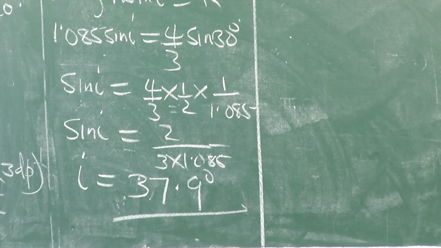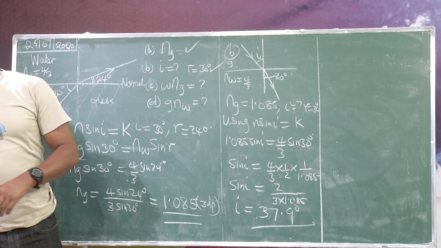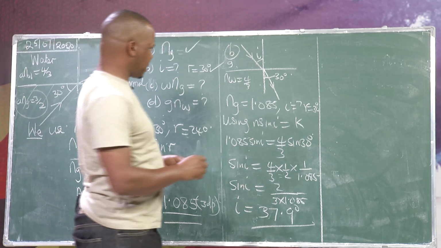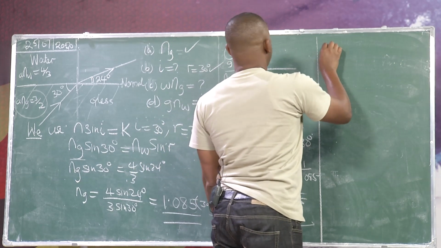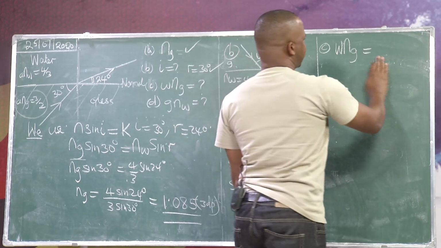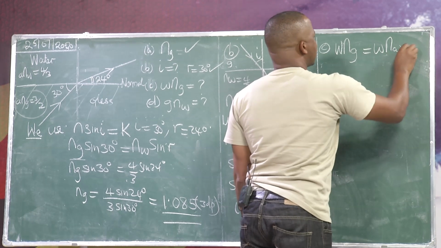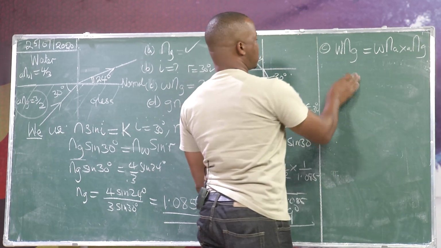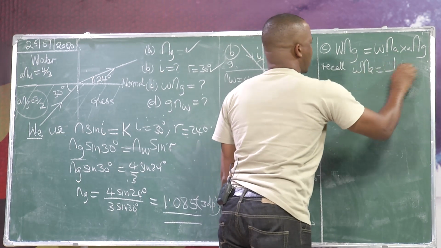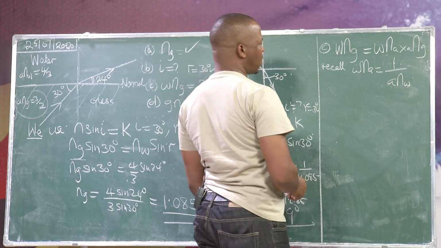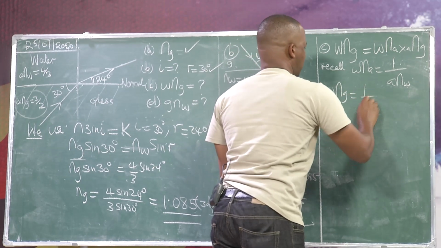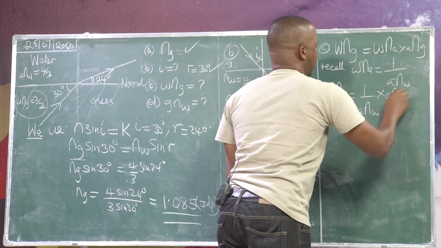The next part, they are telling us to find the refractive index of water with respect to glass. We saw last time that wn glass would be the same as wn air times an glass. And we also saw that if we have wn air, it is the same as 1 over an water. Therefore, our wng is the same as 1 over an water times an glass.